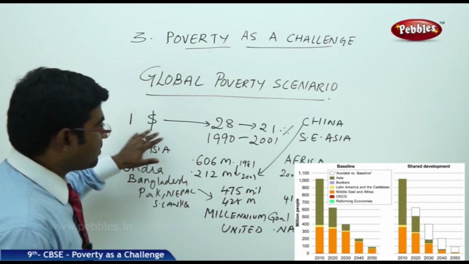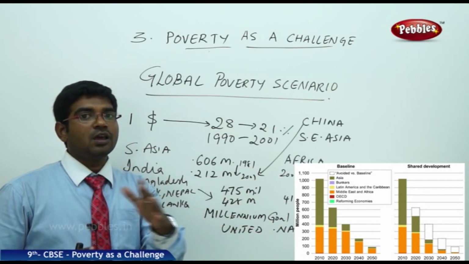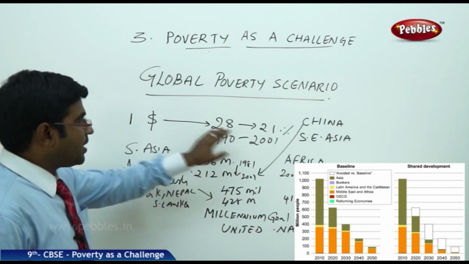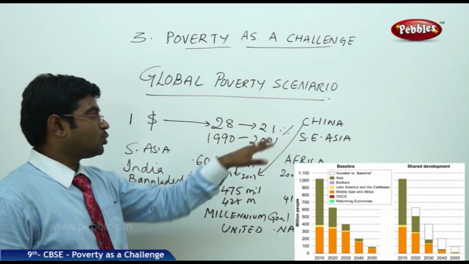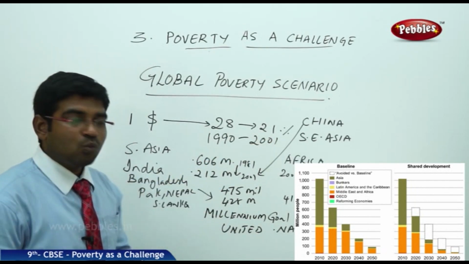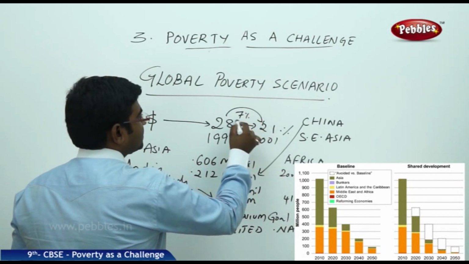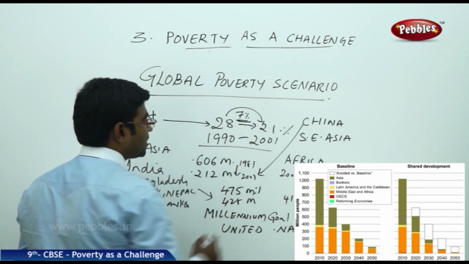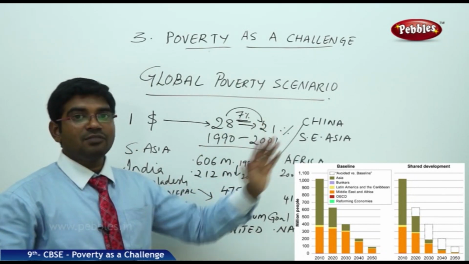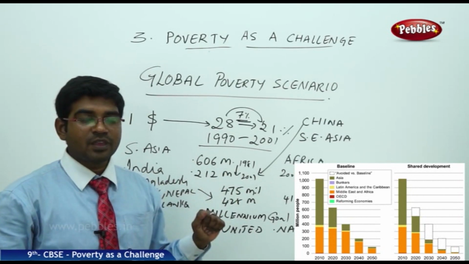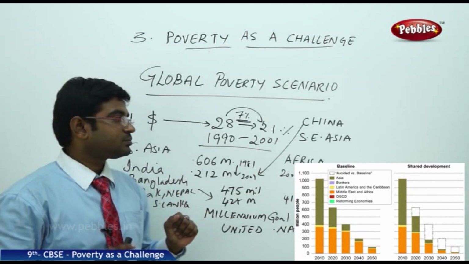The $1 was a minimum criterion to determine whether the population is under the poverty line or above it. It was 28% in 1990 and it has reduced substantially to 21% by 2001. This reduction of 7% was really remarkable in just a decade. But let us look at the regions where we have more poverty.